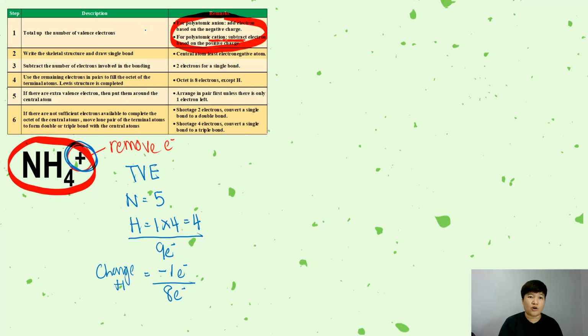That is how your cation or anion affecting your step 1. Bear that in mind, positive means remove electron. So you need to remove the number of electrons in the cation. Second is the same thing. We are going to draw the skeletal structure by using a single bond. And your central atom obviously is a nitrogen. So I start off with my nitrogen central atom holding 4 hydrogen. Bear that in mind, hydrogen. And the most important part is the positive charge.